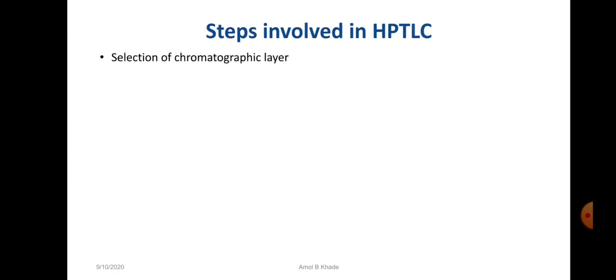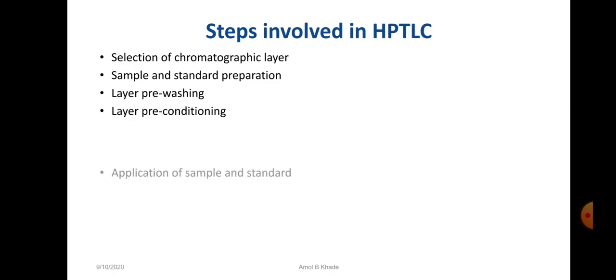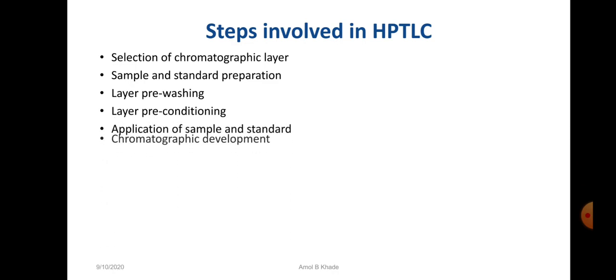So what are the steps involved in HPTLC? It involves similar steps to what we have in case of conventional TLC. So first we need to select the chromatographic layer, that is, the stationary phase. Usually, based on our sample, we select the stationary phase.